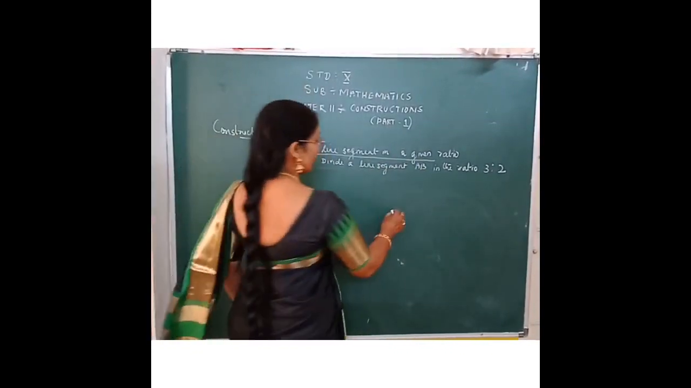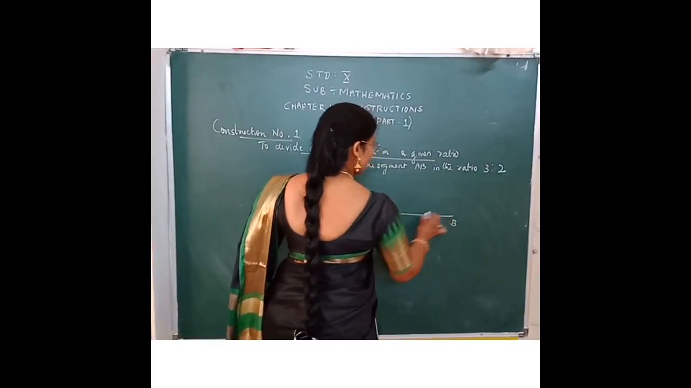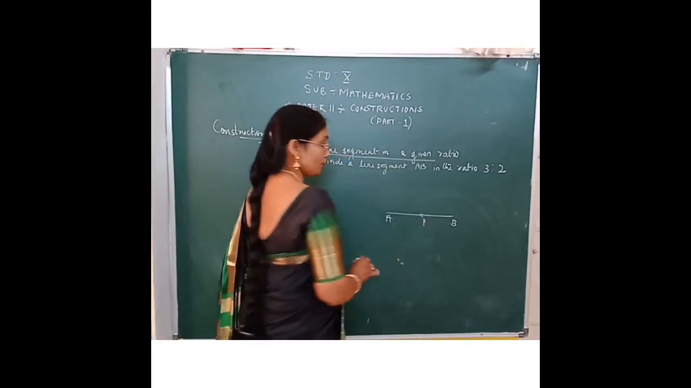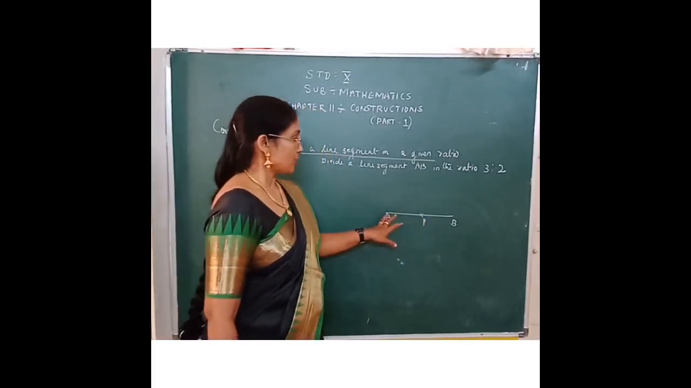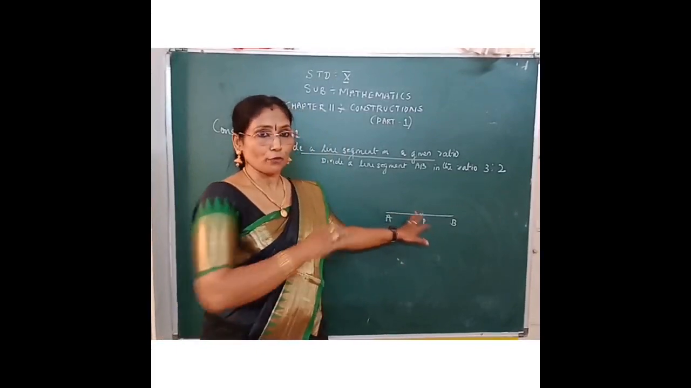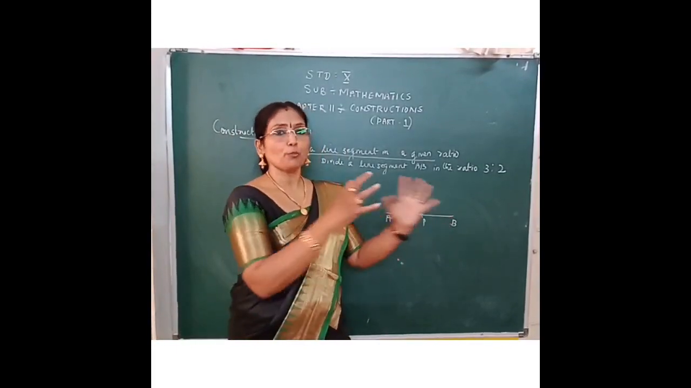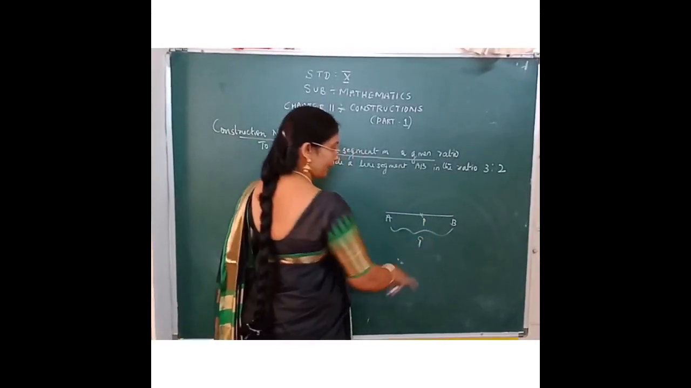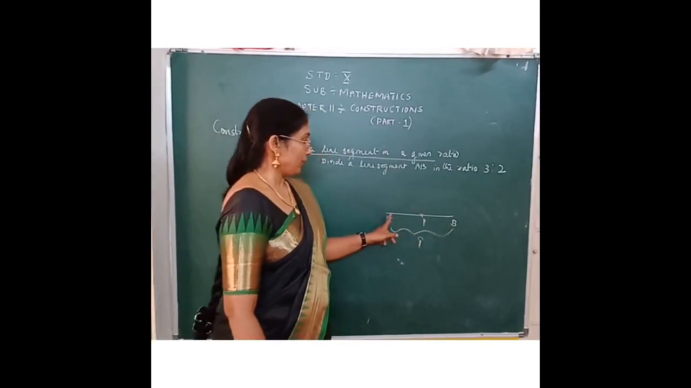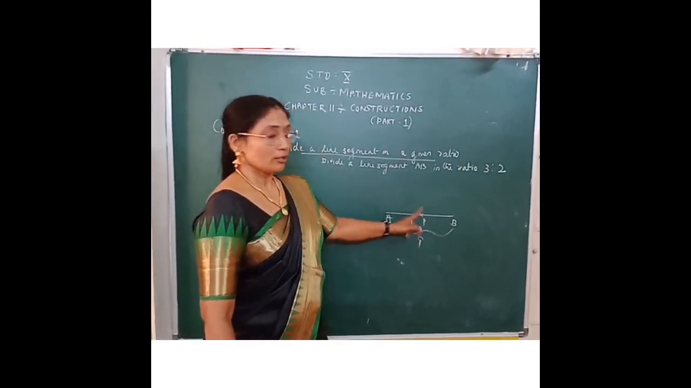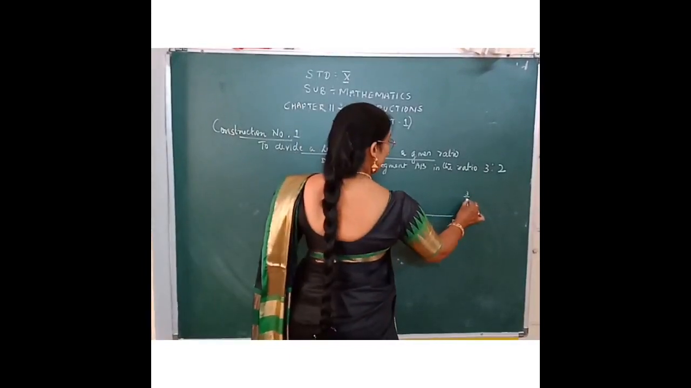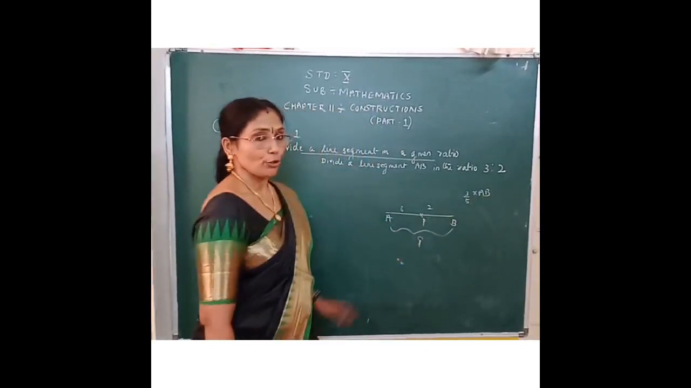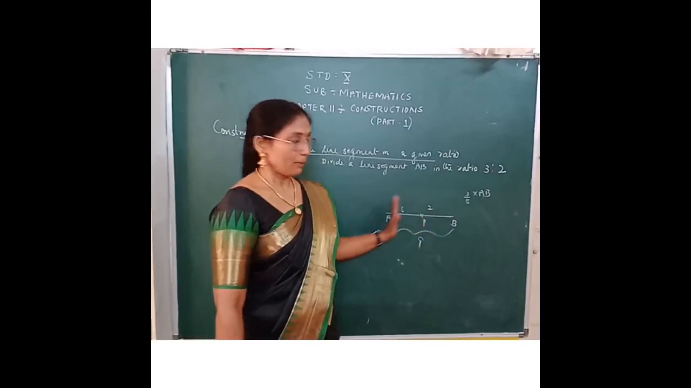That means if you draw a line segment AB, you have to find a point P on this line segment such that AP should be 3 parts of the total line segment and PB should be 2 parts. For example, suppose the line segment length is 9. Then AP will be how much? AP will be equal to 3 by 5 of AB. Is it right? Because we are going to divide this line segment in 3 is to 2 parts, that means the total is 5 parts.